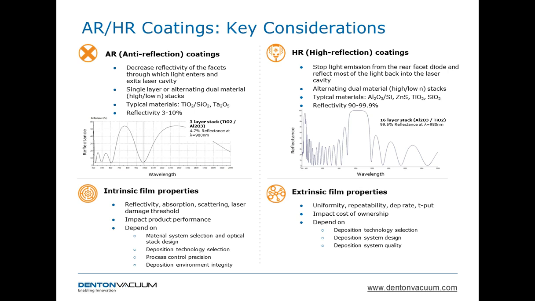The extrinsic film properties are more related to the cost of ownership, and these are uniformity, repeatability, deposition rate, and throughput. They also depend on technology selections. Some technologies have high deposition rates, better throughput, but they also depend on the system design. If you're using planetary motion, you will get much higher yield, so your cost of ownership will obviously go down. They also depend on deposition system quality. Are you choosing the minimum pumping system, or are you going with a bigger pump so you can achieve a lower base pressure?